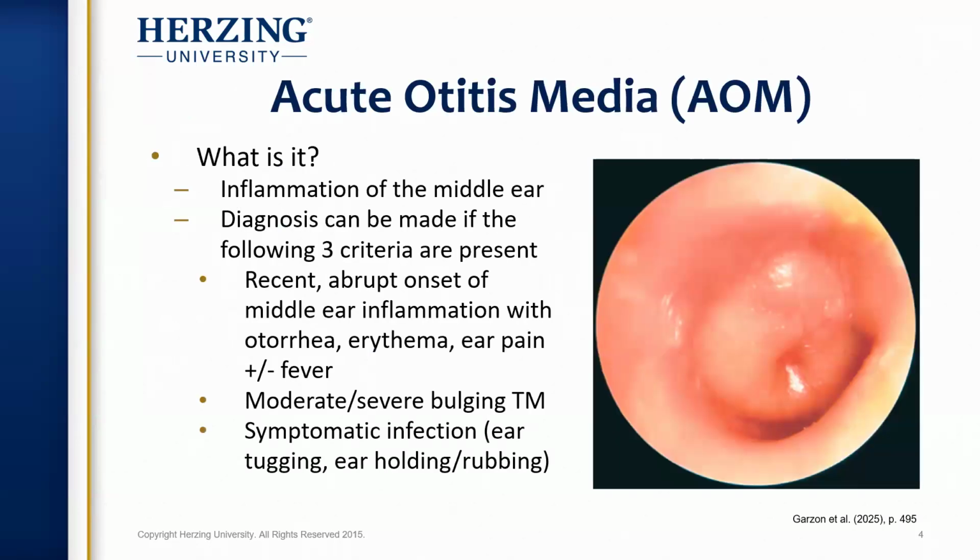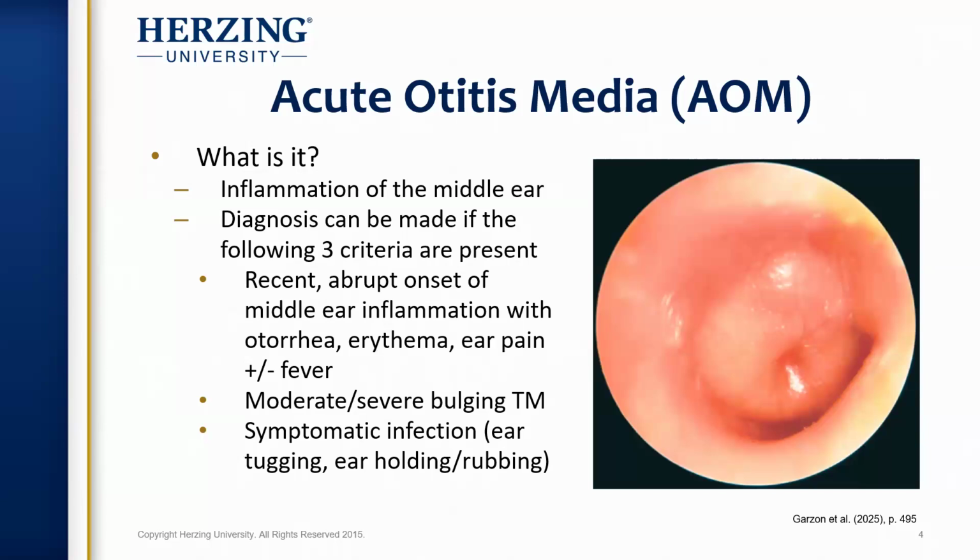So we'll start off with acute otitis media. This is something that you will see a ton in practice. So what is it? It is inflammation of the middle ear. Your diagnosis can be made if the following 3 criteria are present. So that would be a recent sudden onset of middle ear inflammation. So that could be otorrhea, erythema, or ear pain, and they might or might not have a fever.